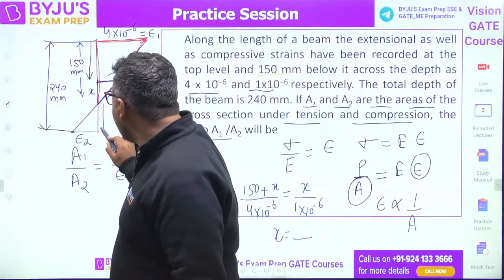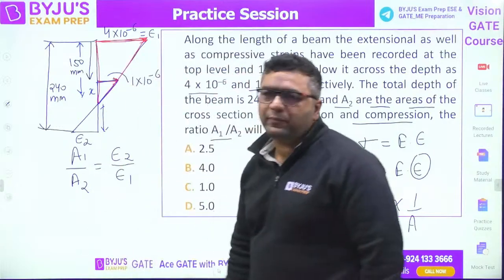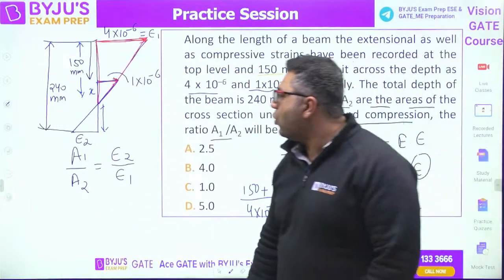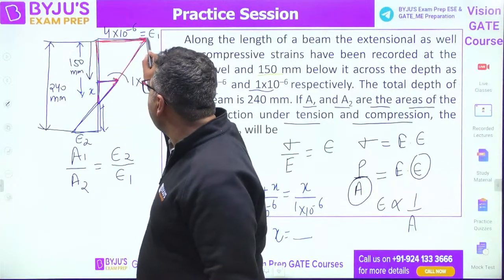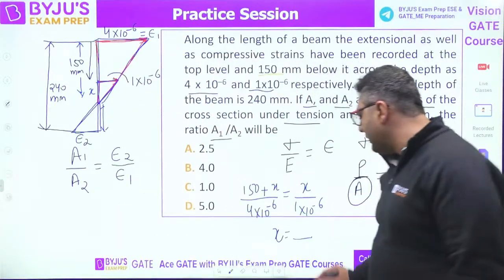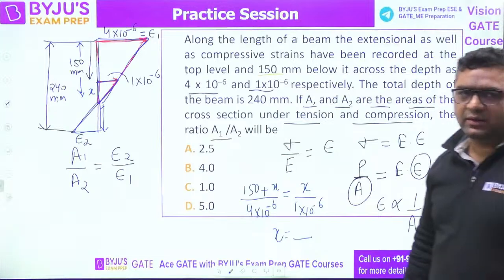Okay. And now, my dear, if this depth is known to you, you can also use these two similar triangles, this triangle and this triangle. From here you can find out epsilon 2. First of all, find out the value of x.